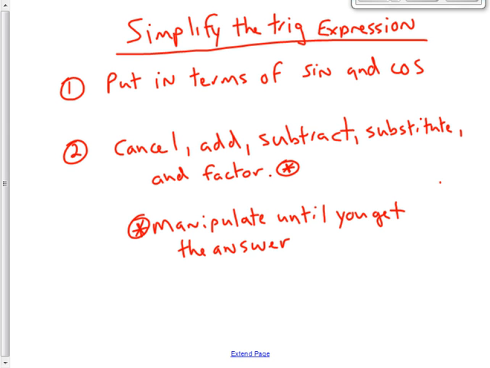Okay, and so when I say manipulate it until you get the answer, I will give you an answer when we're taking the test because I don't want you floundering during a timed test. But on the homework, I'm not going to give you the answer in the beginning. So yes, if you look in the back of the book, there could be an answer there. But chances are, it would say this. Answers will vary.